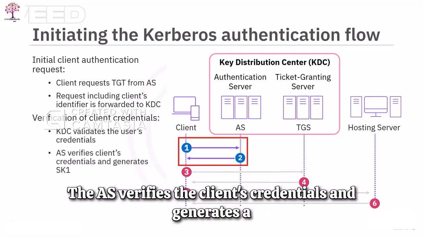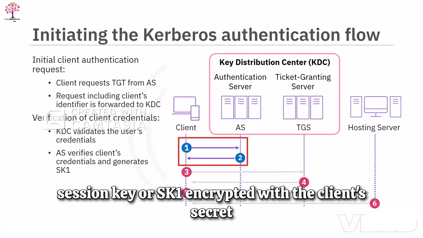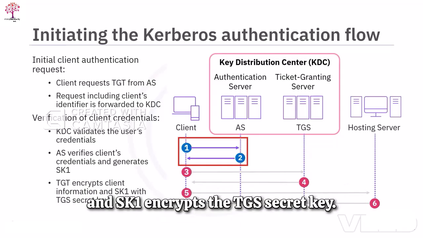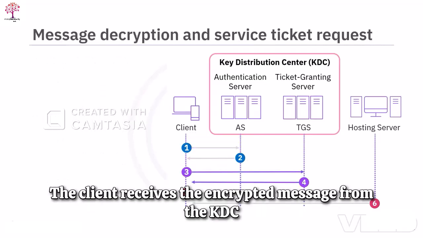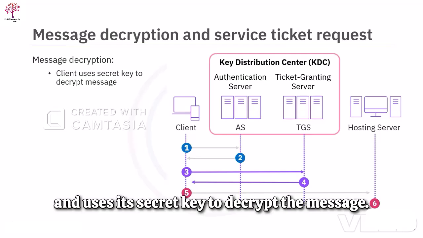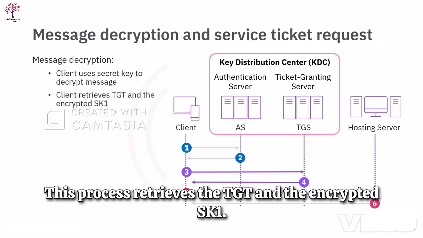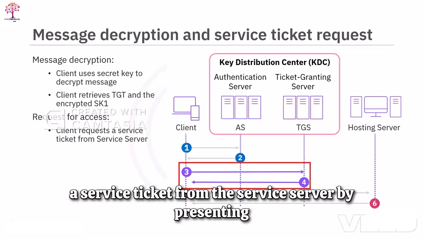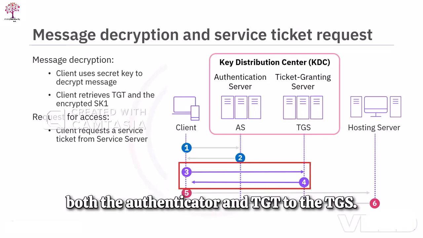The AS verifies the client's credentials and generates a session key, or SK1, encrypted with the client's secret key. The TGT, containing relevant information about the client and SK1, is encrypted with the TGS secret key. The client receives the encrypted message from the KDC and uses its secret key to decrypt the message. This process retrieves the TGT and the encrypted SK1. With the TGT acquired, the client proceeds to request a service ticket from the service server by presenting both the authenticator and TGT to the TGS.